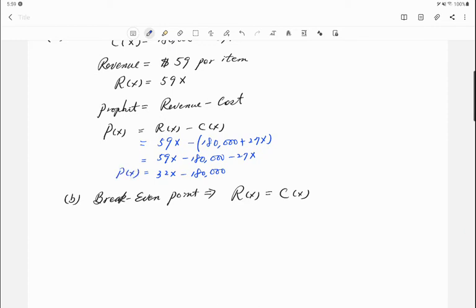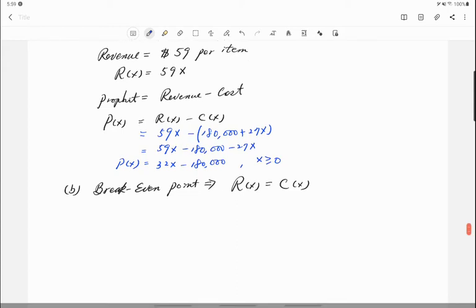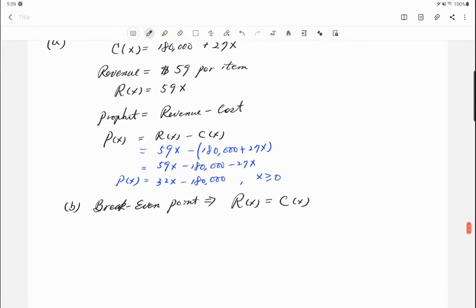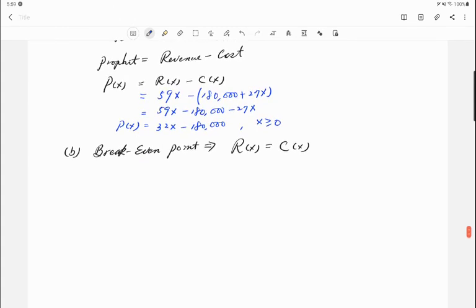All right, then the next question is, in this case, x has to be what? x is the number of calculators produced. So it's got to be greater than or equal to 0, right? So x cannot be a negative number. And also x is an integer, right? Integer.